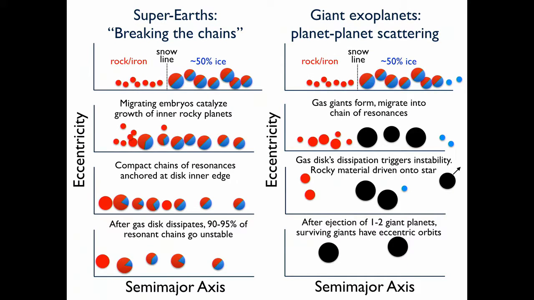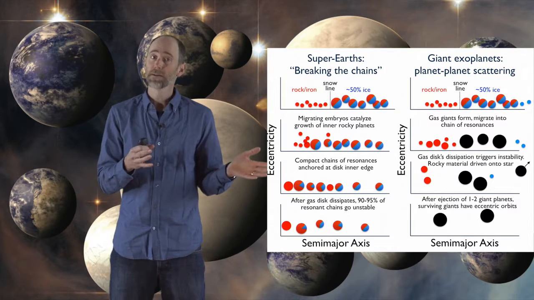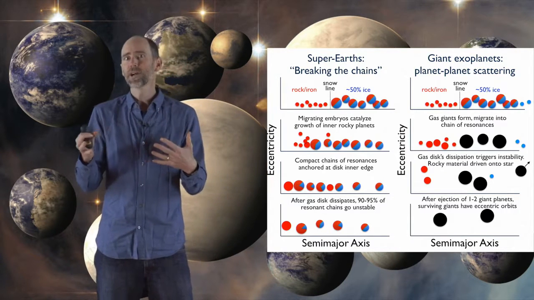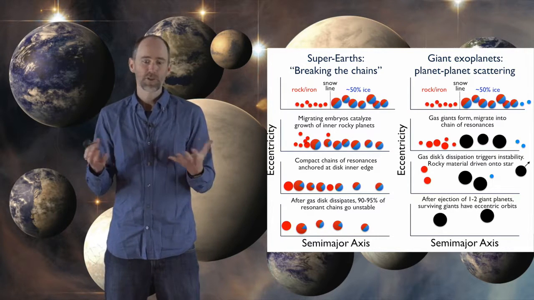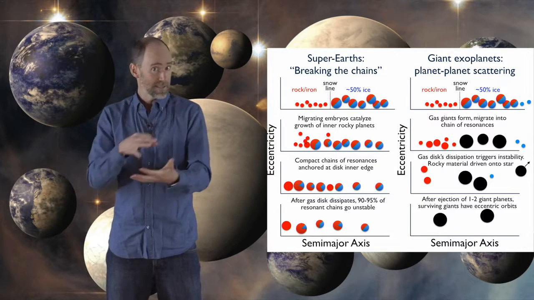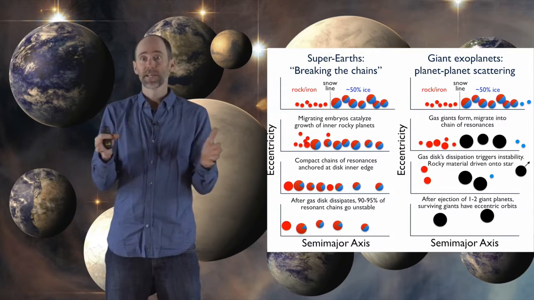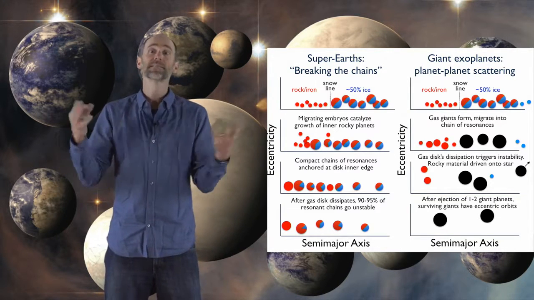Finally, we think that the same type of evolution, this breaking the chains style evolution, is really quite ubiquitous. So in this cartoon, on the left, you can see a simple description of the breaking the chains model for super-Earths that we just talked about. And on the right, it's a similar evolution of giant planets. And we think that giant planets follow the same qualitative behavior. They grow big while the gas is still there. They migrate, they form chains of orbital resonances, and when the gas goes away, they go unstable.